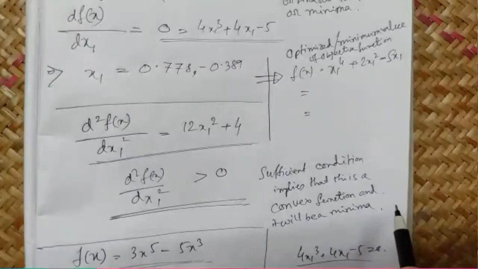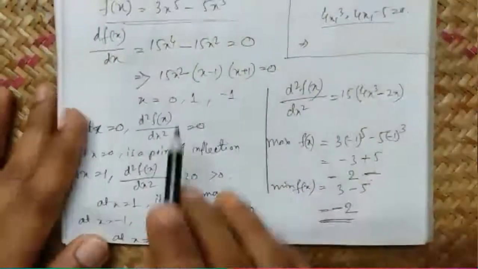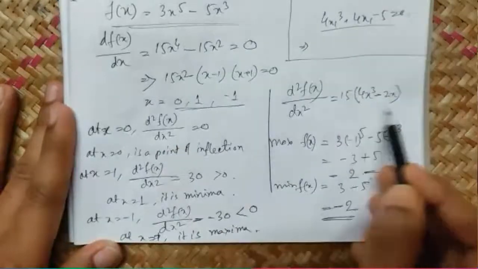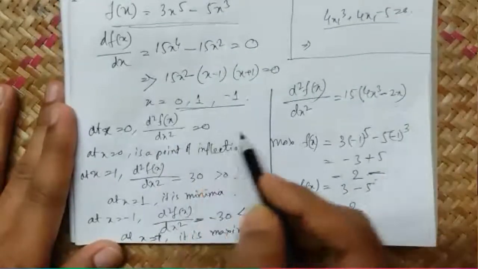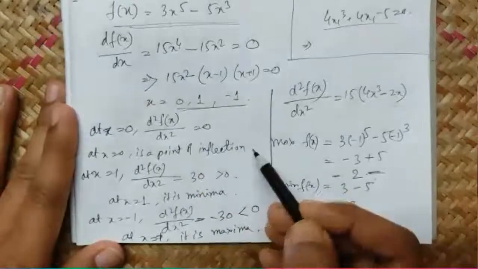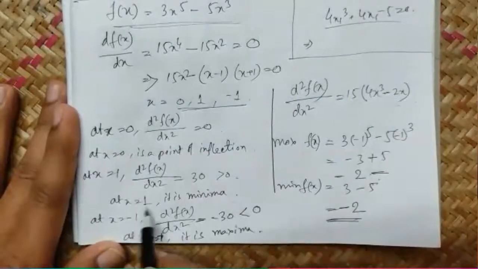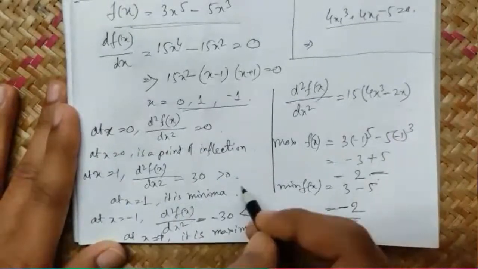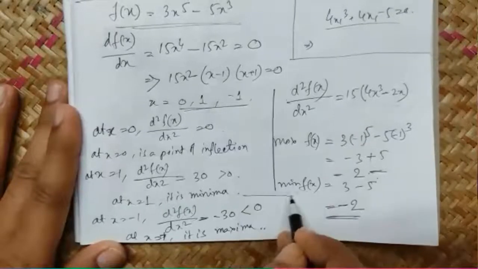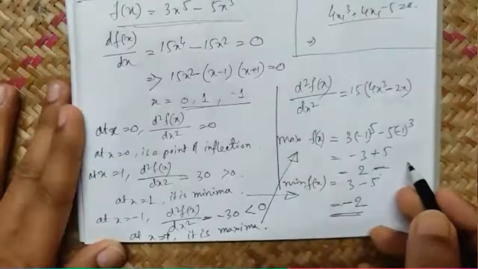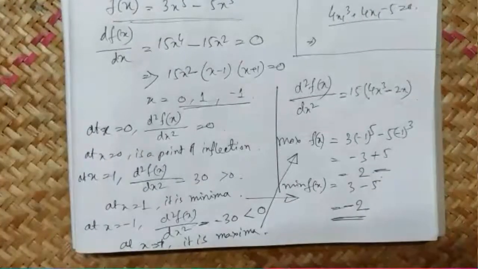Just like this, here we have got three different values. We have checked all these three values by putting them in this equation, and we found that in the first case we got 0, a point of inflection. When greater than 0 it is minima, when less than 0 it is maxima. So putting this value over here, we have got the minimum point. Putting this value over here, we have got the maximum point. So this is how you can find the maximum and minimum values of the function.